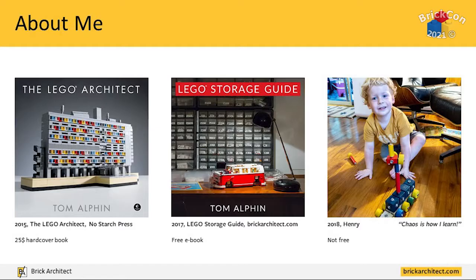Very briefly about me and my own Lego journey. My first big thing I did as a Lego builder was actually my book, The Lego Architect, now 6 years ago. From there, I built a website as well that complements my exploration of Lego, and Lego Storage Guide is basically an ebook that I've produced. And most recently, the mock that's been taking the most attention is this now 3-year-old Henry. They are not free. And this is him building with anything he can get. In this case, some vintage wooden bricks with snaps on them that were just super cool. And he's got plenty of Duplo too, don't worry.